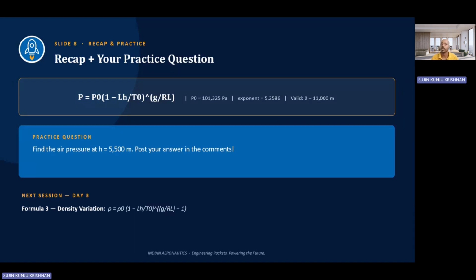That's Formula 2 done. Tomorrow, day 3, we complete the standard atmosphere formulas with how air density changes with altitude, which combines everything we have learned in days 1 and 2. See you then.